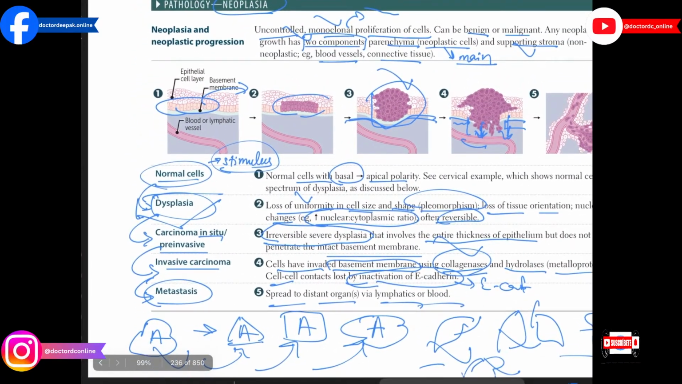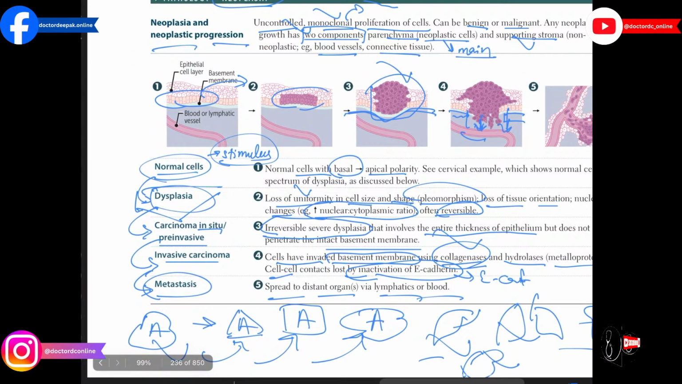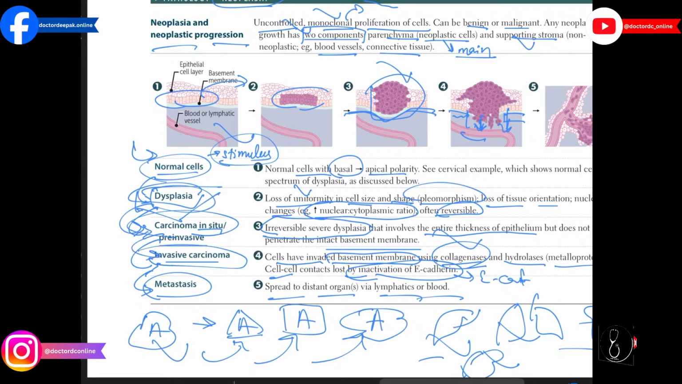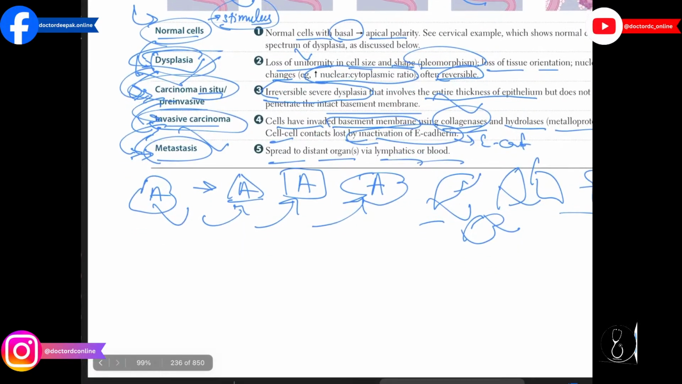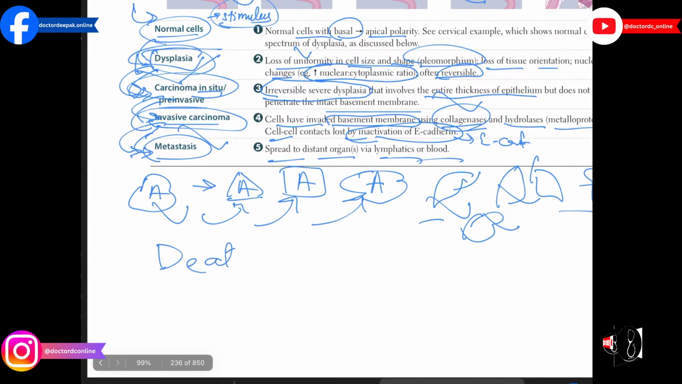And there is neoplastic progression: normal cells, stimulus by stimulus, make a growth adaptation, the metaplasia, converting to dysplasia. If you do not treat that dysplasia, it will convert to carcinoma in situ. If you do not treat that pre-invasive carcinoma, then it will convert into invasive carcinoma. Then invasive carcinoma goes to metastasis to other organs, and then you have to go to palliative care, and after some time the patient will likely die.